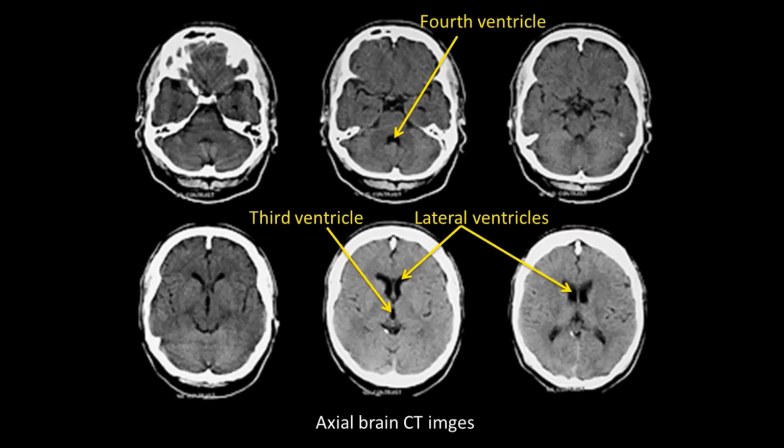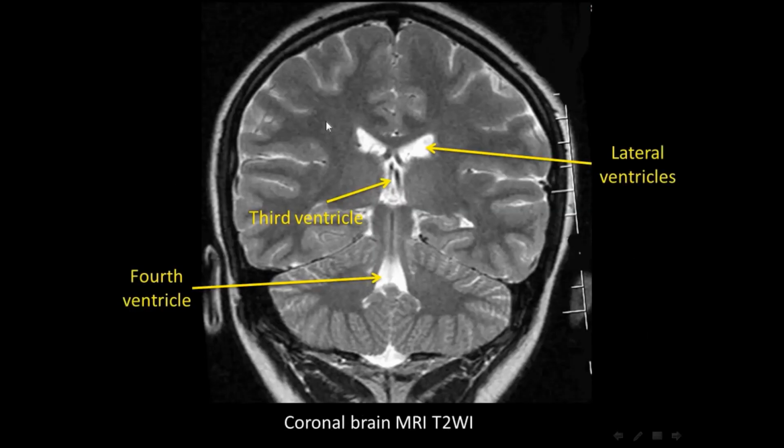This is a CT series of brain axial images. We start from lower up. This is the location of the fourth ventricle, and here we start to see the third ventricle and the anterior horns of the lateral ventricles. These are the anterior horns of the lateral ventricle. This is the third ventricle here, and this is the posterior horn or occipital horn. Within the temporal lobe, we see here the temporal horn of the lateral ventricles.